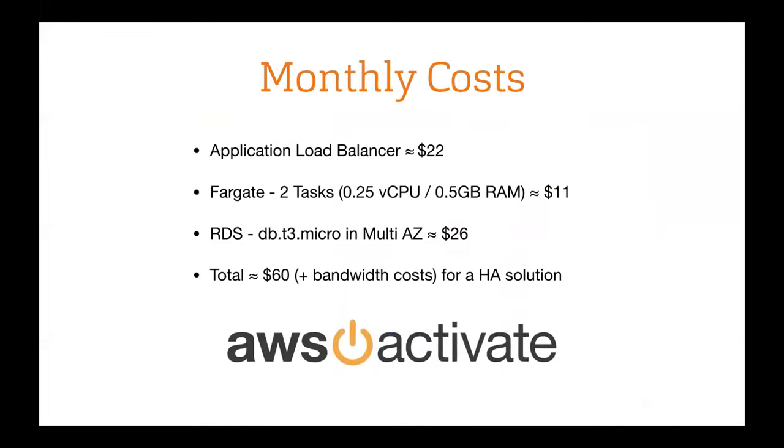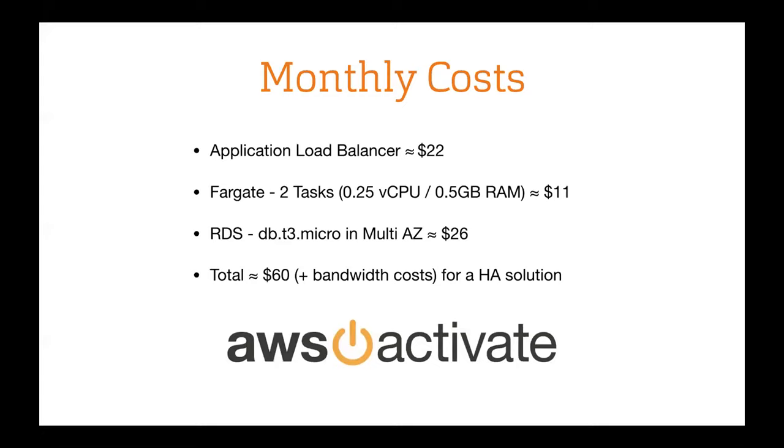Let's have a quick look at the costs for doing this. It's not cheap, but it's also not expensive. So the load balancer at the front end runs to about £22 a month, which is quite a lot for a single service, but you can share that with other services if you're provisioning them. Fargate, to run the Hasura instance, we run that in just a quarter vCPU and half a gig of RAM, and that's two tasks, one in each availability zone.